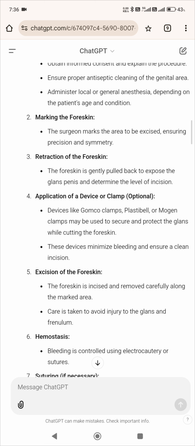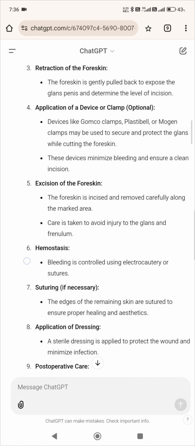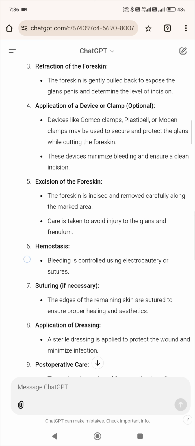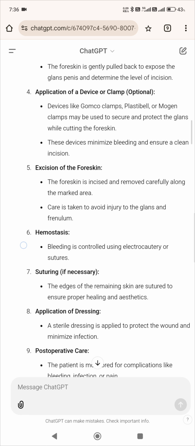4. Application of a device or clamp, optional. Devices like Gomco clamps, Plastibell, or Mogen clamps may be used to secure and protect the glans while cutting the foreskin. These devices minimize bleeding and ensure a clean incision.